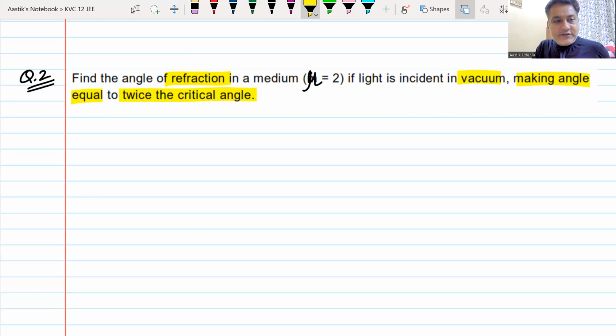Yes, do we have an answer? 2 into sine inverse 2? 60 degrees? Angle of refraction, they are asking, my dear friends. You are telling me, okay. So basically, what is going to happen? Total internal reflection is going to happen. Yes or no?